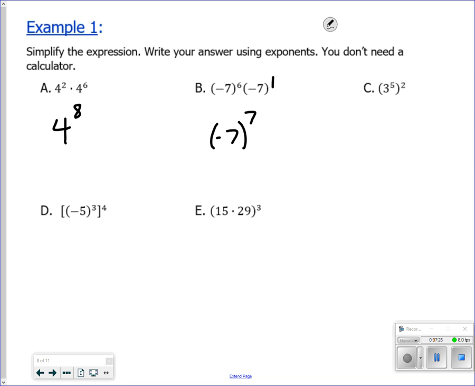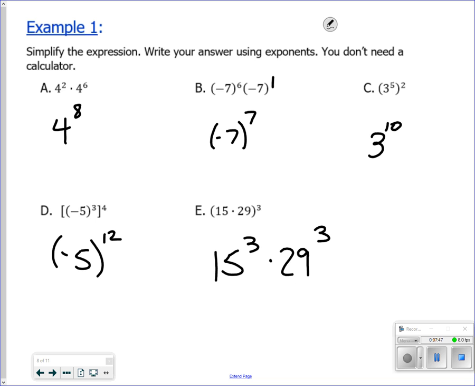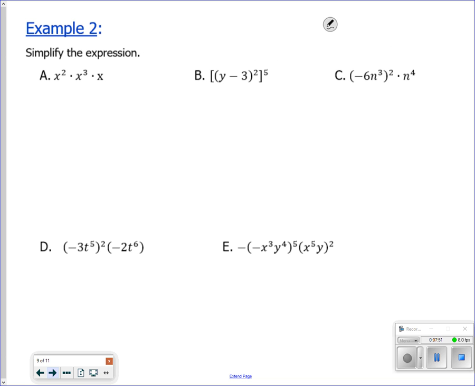So this is kind of an overview of everything. This has a little bit of everything. 4 to the second, 4 to the sixth. Bases are the same. I'm multiplying, so I'm going to add the exponents. Next one, -7 to the sixth and -7 to the first. I add the exponents. Exponent raised to an exponent, power to a power, I multiply the exponents. So -5 to the 12th. The last one, if you have more than one item in a parenthesis raised to an exponent, both items are then raised to that exponent.